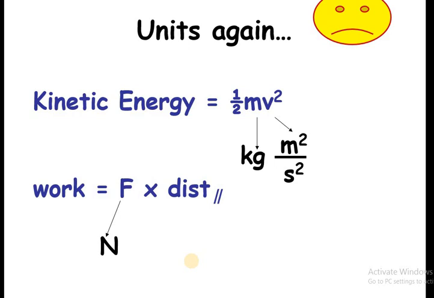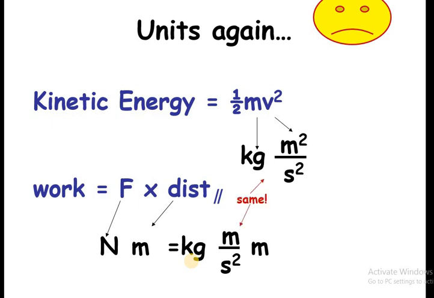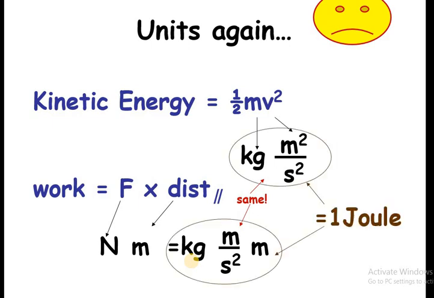And what is the unit of F? Newton. What is the unit of D? Meter. So Newton means what? What is Newton? F equals ma, mass into acceleration, kg into meter per second square, multiplied by meter. This gives us the same scenario. That is, the unit of kinetic energy and the unit of work done are the same: kg meter square per second square. Is it clear?